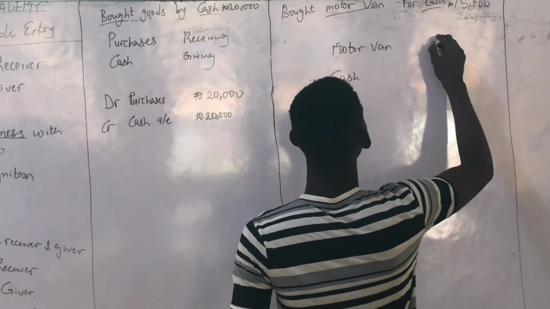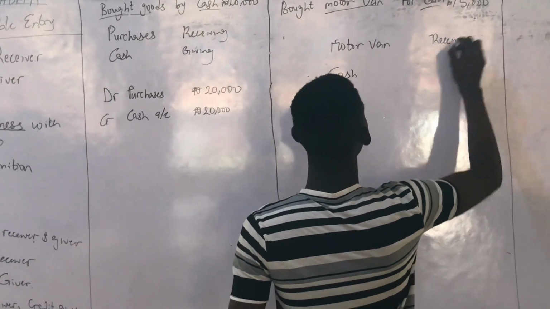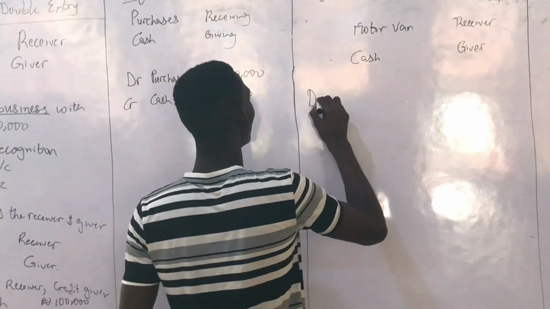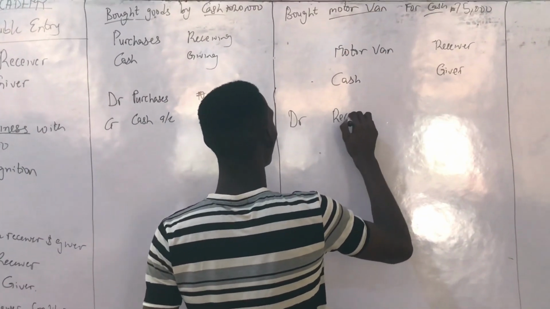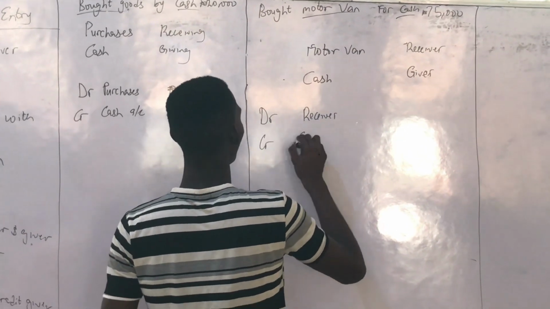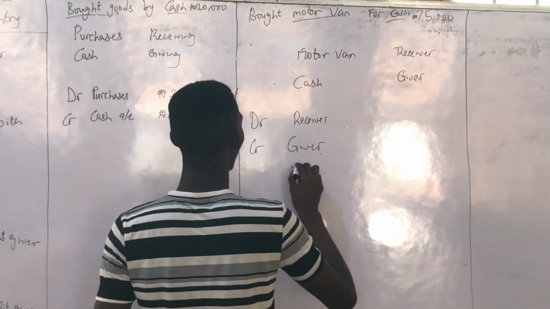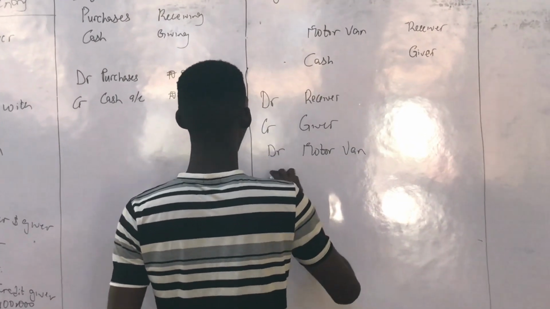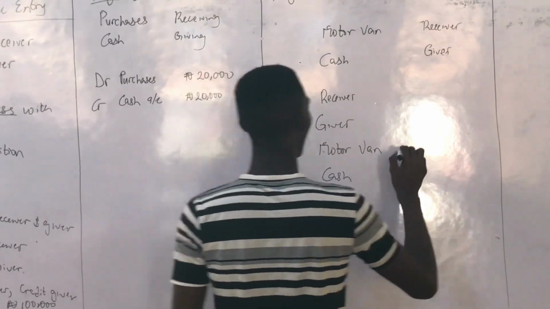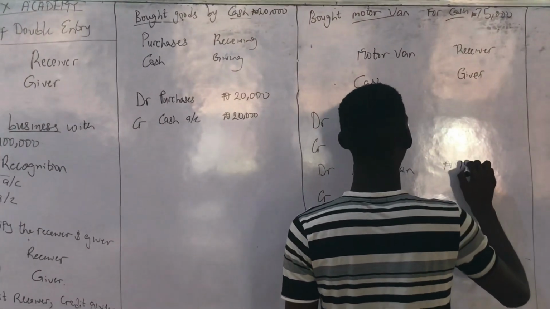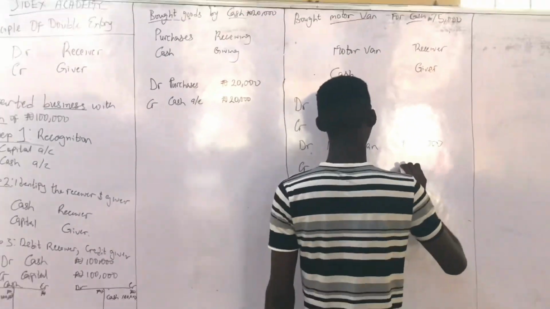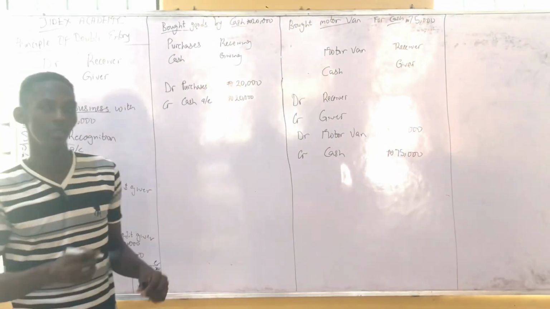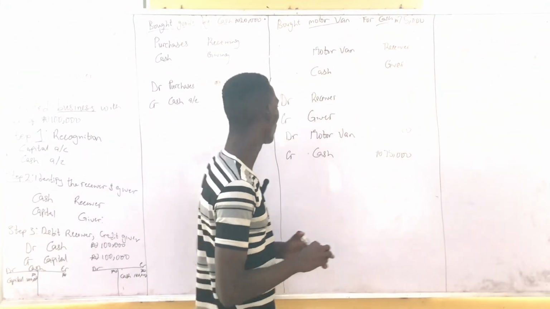So this is the receiver and this is the giver. Now you debit the receiver and credit the giver. So motor van, you debit it, and you credit your cash account with the same amount, 75,000. Then you can prepare your ledger if it is required of you to do so.